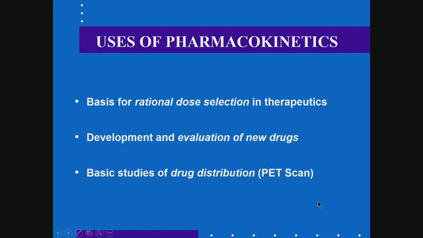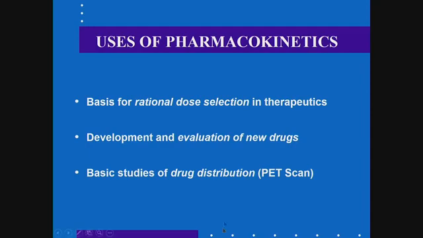So what are the uses of pharmacokinetics? Pharmacokinetics provides the basis for rational dose selection in therapeutics. It is essential for the development and evaluation of new drugs. We need to know how drugs are absorbed, to what extent they are absorbed, if given orally, where does the drug distribute, and again, how is the drug eliminated, and what is the rate of drug elimination.